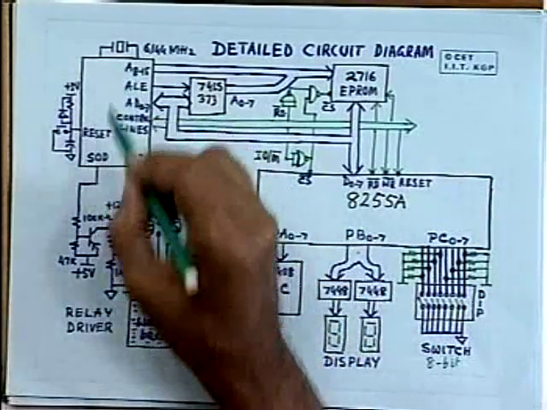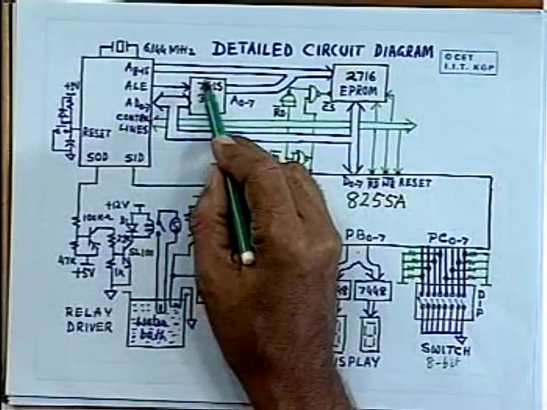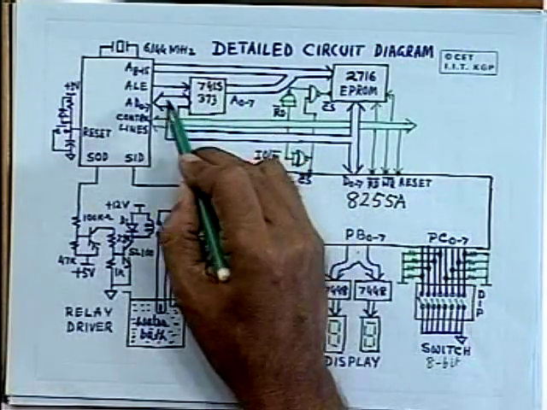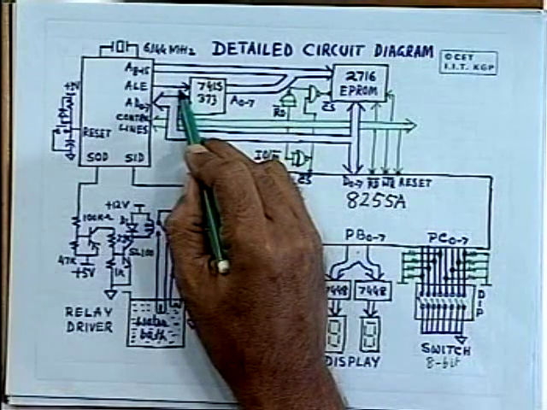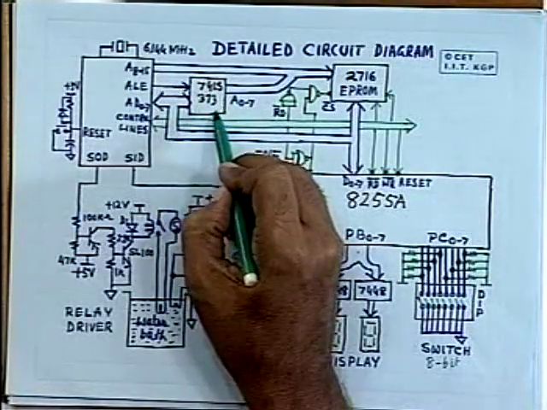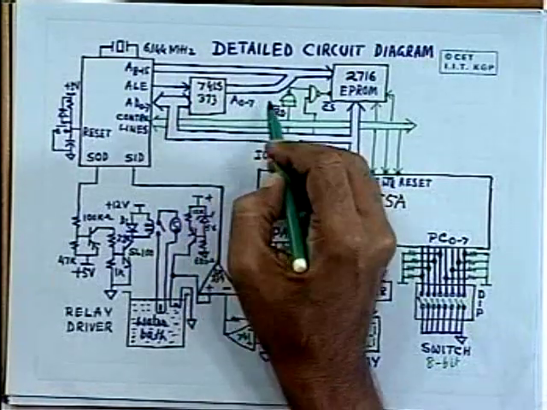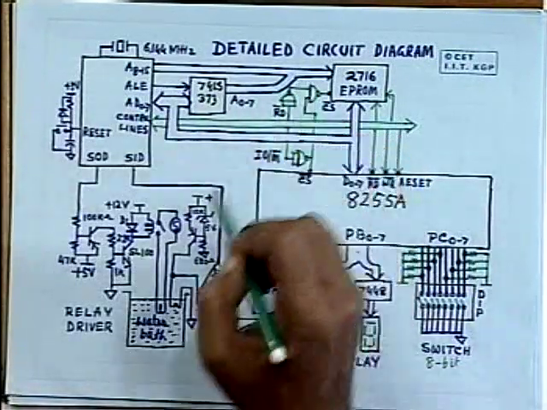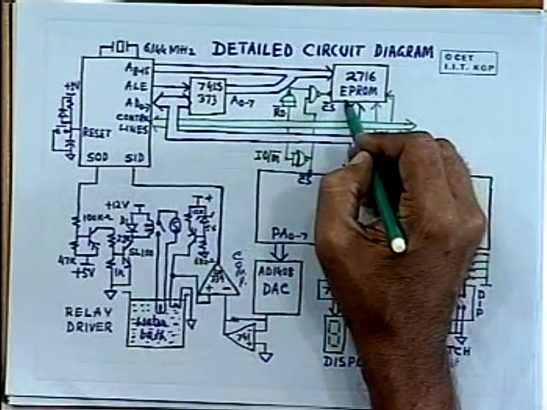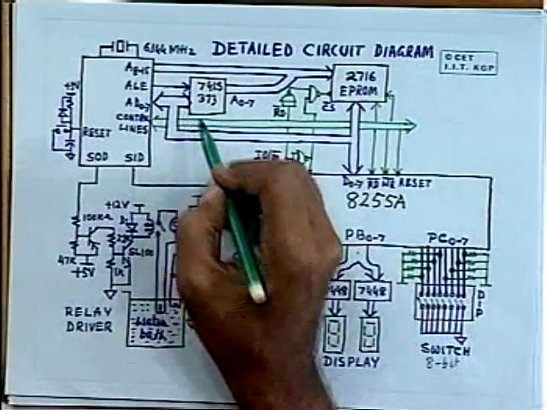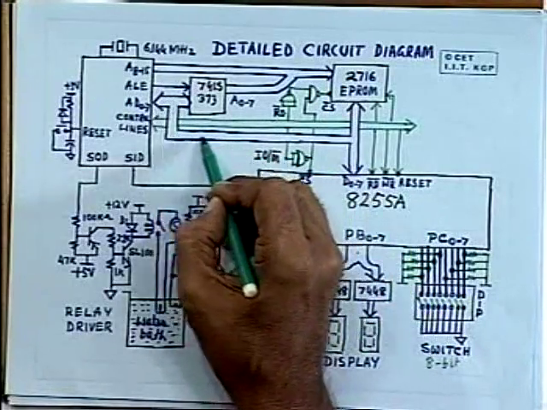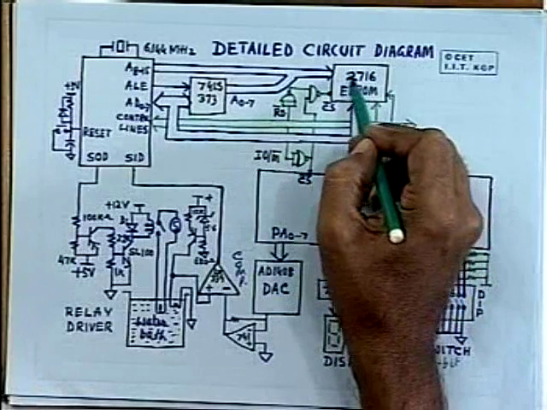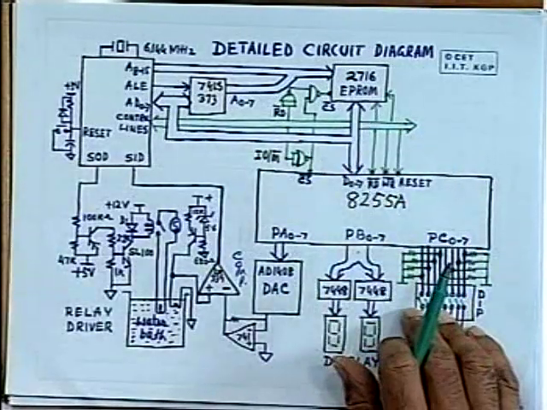Here is the microprocessor. As you know, you require one latch to demultiplex the bus. So this is the latch. With the help of this address latch enable signal, it demultiplexes the bus, and you get here A0 to A15, the address bus which is connected to EPROM 2716, and this side is the data bus which is going to the programmable IO port chip, which is also going to the PROM.